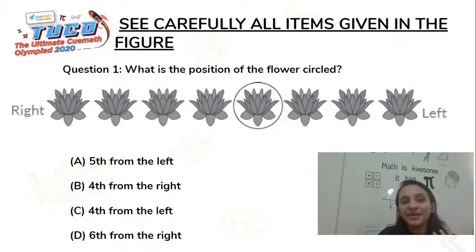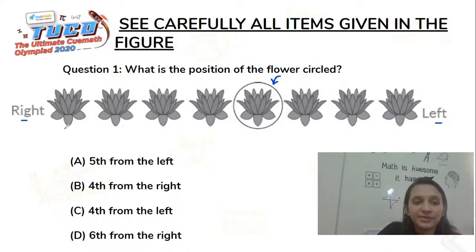So the first concept that you need to teach them, and which they should be very, very thorough with, is right and left. But in this question, it's already been marked which is right. They have given right here and this is left here. So there are 2 ways of understanding the position of the circled flower. We can either go from right and count its position, or we can go from left and count its position.